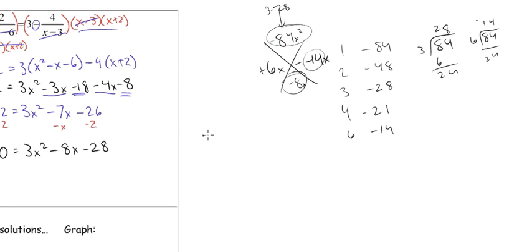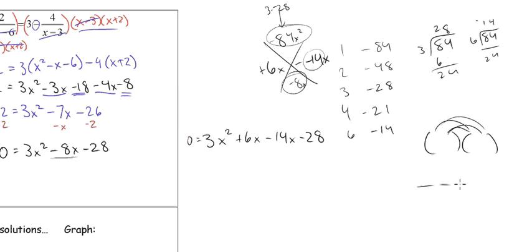then we'll have 0 equals 3x squared plus 6x minus 14x minus 28. All we're doing right there is splitting this up into two different pieces to see, when we have our factors and multiply out, what the middle two terms are going to be. We just broke that apart from negative 8x into these two pieces.